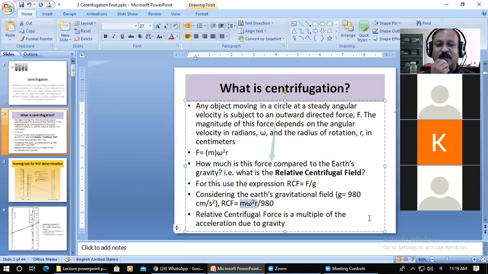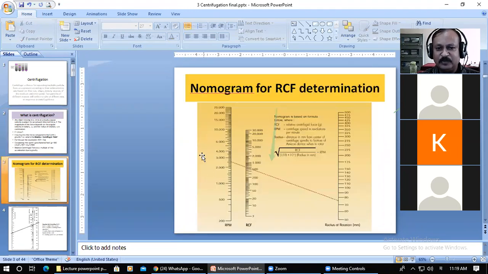That is how much you are employing the centrifugal force as compared to the gravitational force. Is it okay? Now this particular figure shows you a diagram. This diagram tells you about the relationship between the radius of the centrifuge or rotor, and then I have written here the RPM, that is the speed of the rotor. Say for example 200, 500, 1000, 2000, 3000. These numbers are telling you about the speed of the rotor.